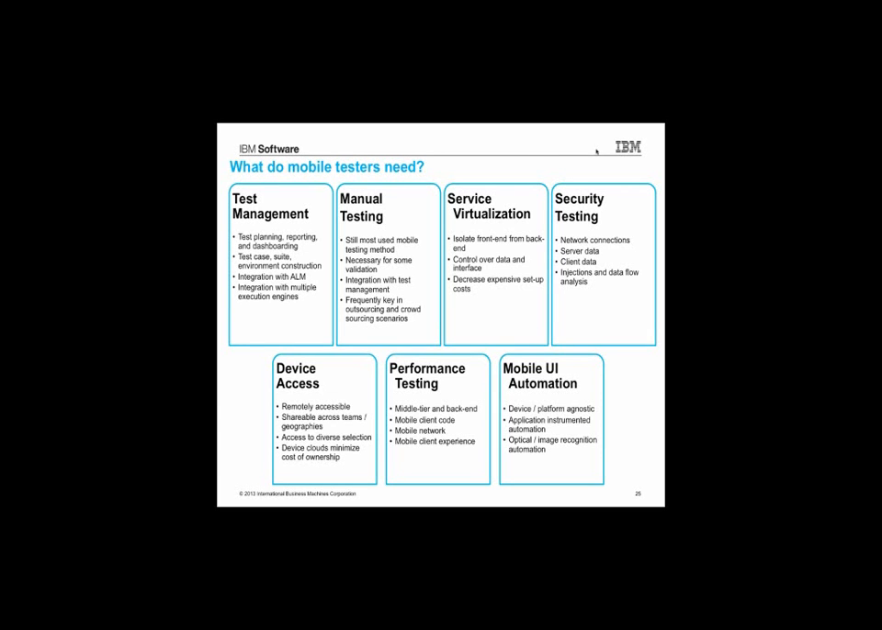What do mobile testers need? They need to be able to manage the testing that's happening. They need to do some level of manual testing. There's just no substitute for manual testing. Manual testing is important because it is the best way to get the human perception of quality. How does it feel? Does it work well? Do I like it? Those are really important things that you can never automate. But there are a lot of things you can automate: you can set up virtualization, you can automate some basic security testing, you can do performance testing and automate that, and you can automate the mobile UI automation as well.